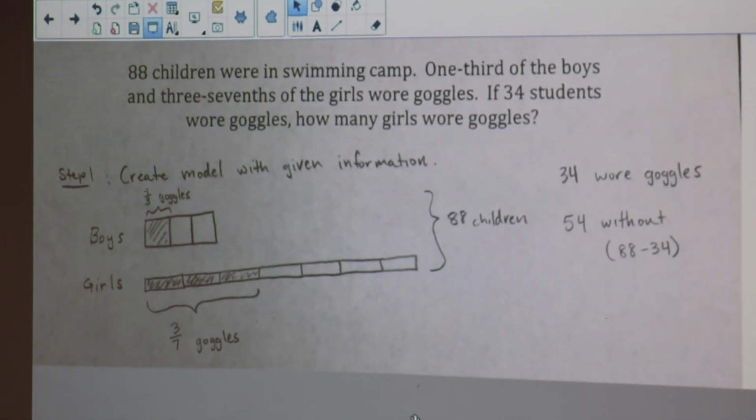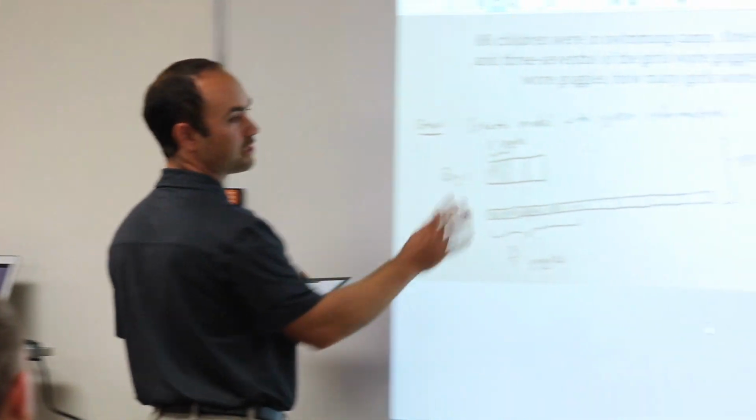Okay? Also, I purposely drew the boxes different because there's clearly a big difference between boys and girls. So the boxes are different. Yeah, that was kind of a joke, but it is important that the boxes are different because they do represent different numbers, right?